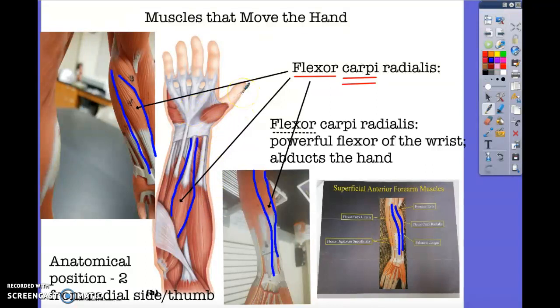So I have noticed for this particular muscle that it's 2 over. 1, 2, 1, 2, 1, 2 from the radial side. So I know that's where I can find my flexor carpi radialis. Okay, and what does it do? Already said, powerful flexor of the wrist. It also abducts the hand.